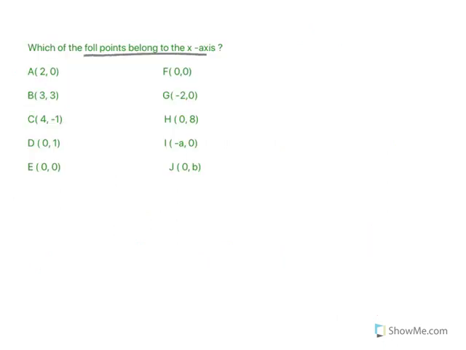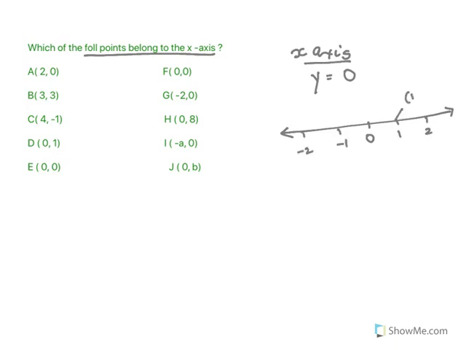Which of the following points belong to the x-axis? We have already done this earlier. We know for x-axis, for all the points on the x-axis, y equal to 0. So our x-axis is the horizontal axis, 0, 1, 2, then we have -1, -2, but this point will be 1, 0, this point will be 2, 0, this point will be -1, 0, this point will be -2, 0, and so on. For the x-axis, the y coordinate is 0.